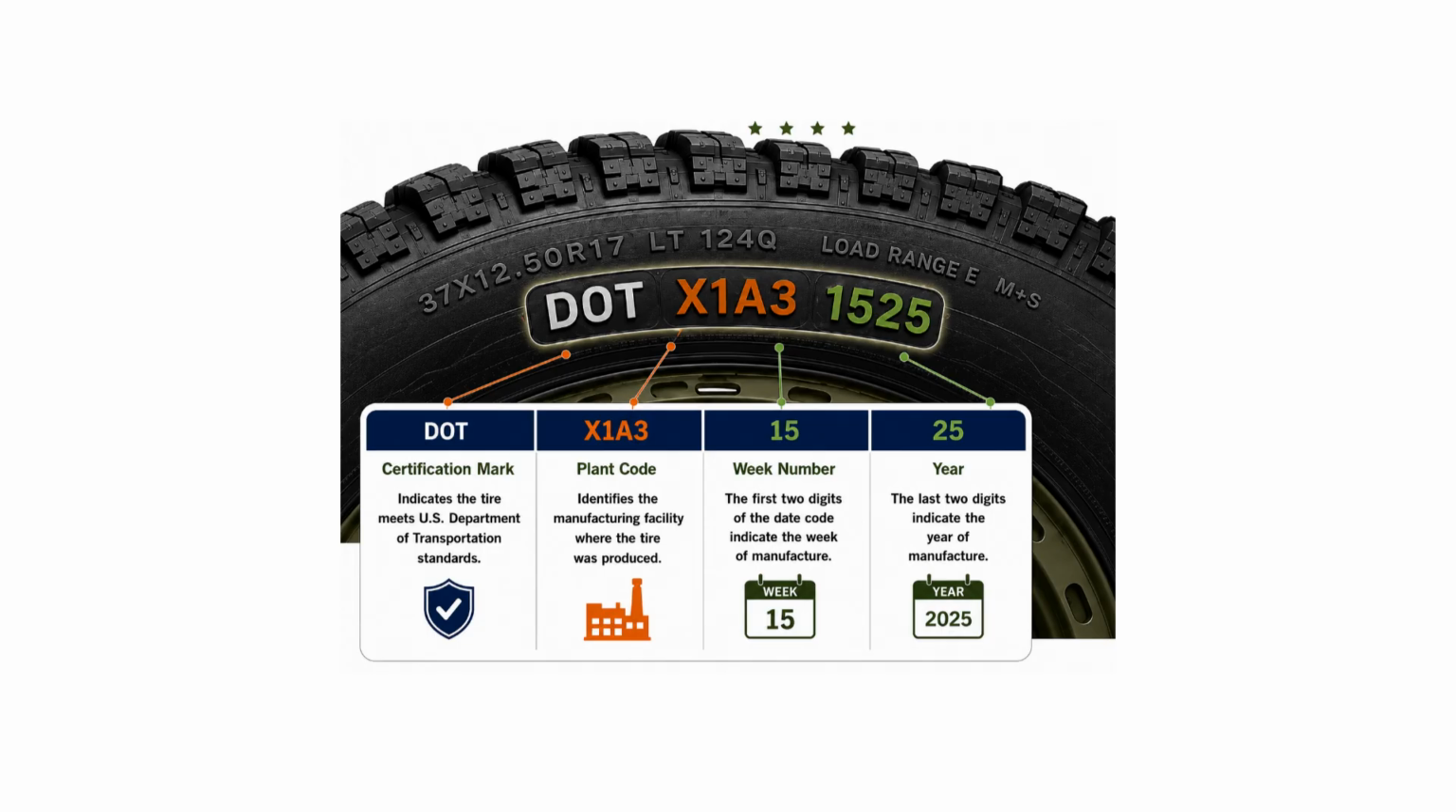The final 4 digits form the tyre's date code. The first 2 digits indicate the week of manufacture, while the last 2 digits indicate the year. In this example, 15 means the tyre was manufactured during the 15th week of the year. 25 represents the year 2025. For engineers and maintenance teams, the DOT code supports tyre identification, production traceability, age verification, inspection planning, and replacement decisions.